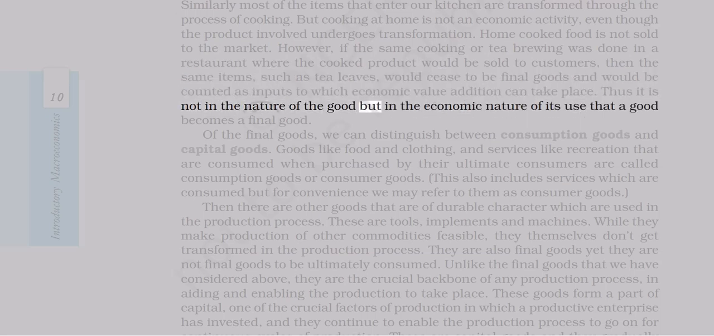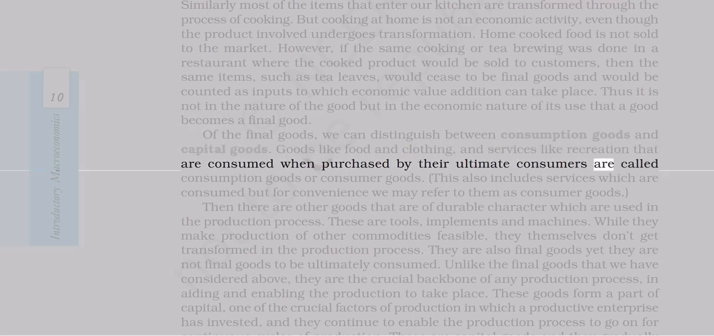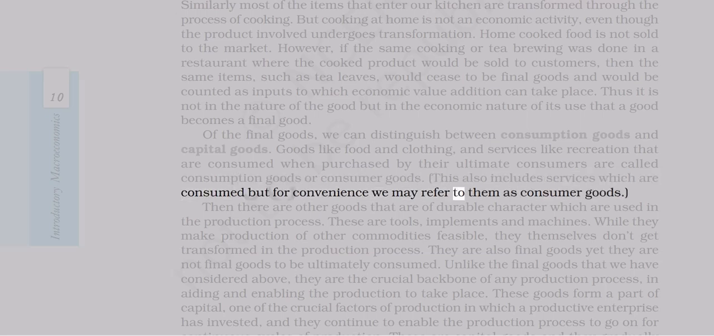Thus it is not in the nature of the good, but in the economic nature of its use that a good becomes a final good. Of the final goods, we can distinguish between consumption goods and capital goods. Goods like food and clothing, and services like recreation, that are consumed when purchased by their ultimate consumers, are called consumption goods or consumer goods. This also includes services which are consumed, but for convenience we may refer to them as consumer goods.